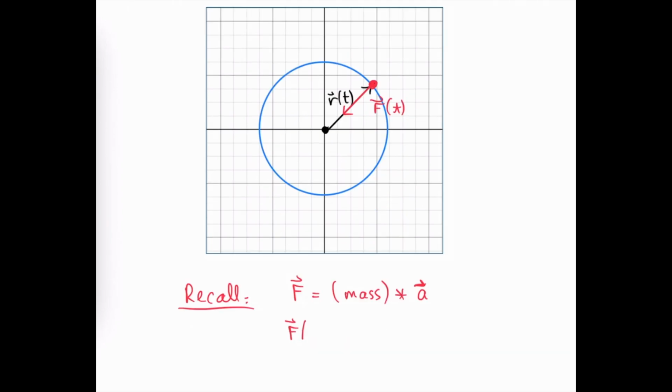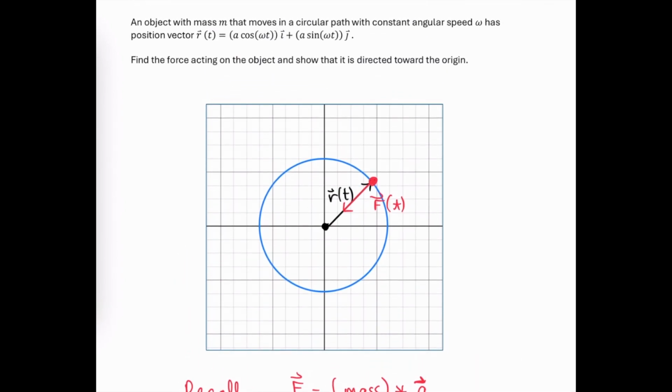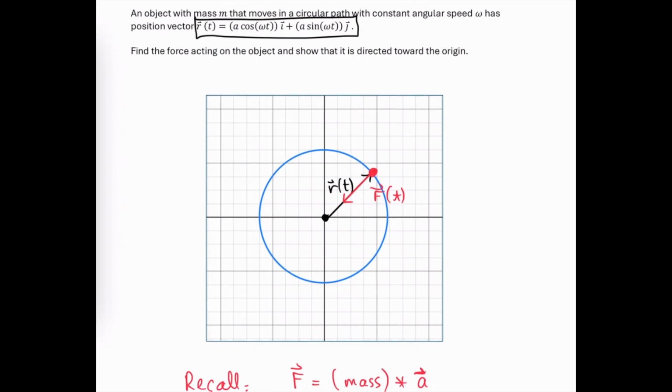So we can expand on this and say the force as a vector function is going to be the mass times the acceleration vector function at any given time t. So in order to determine this force vector function, we need to find the acceleration vector function. And as a reminder, the acceleration function is the first derivative of the velocity function, which is the second derivative of the original position function. And we were given the original position function in the initial statement. So we'll grab this position vector function and start to differentiate it.